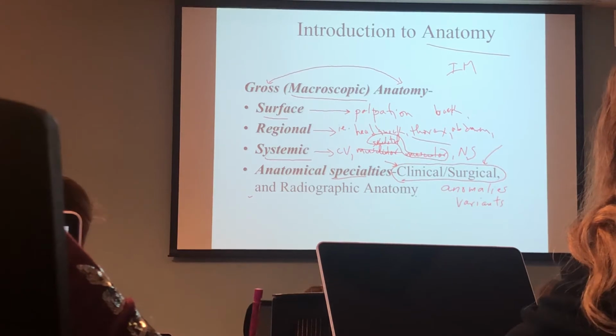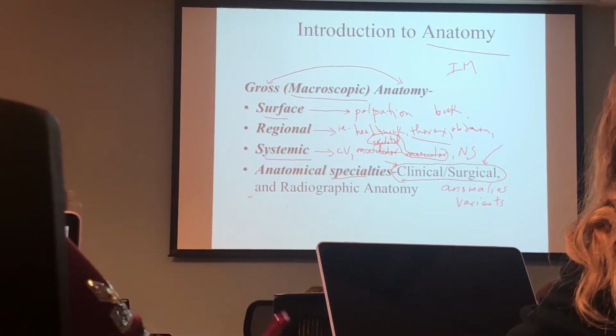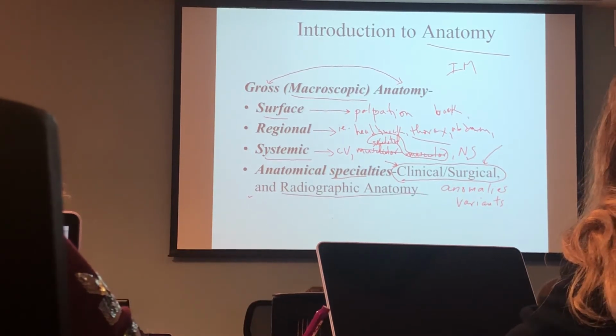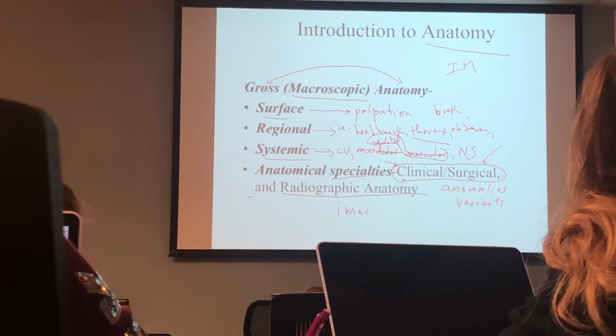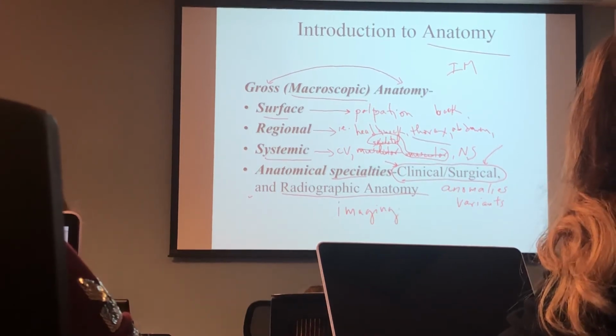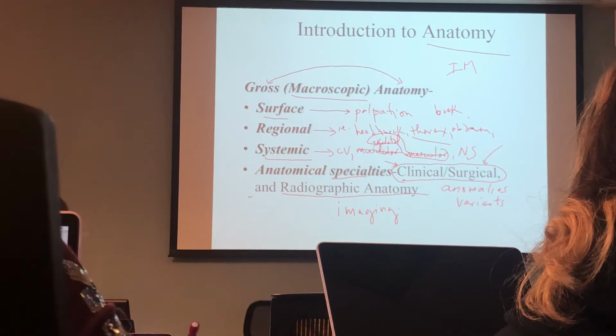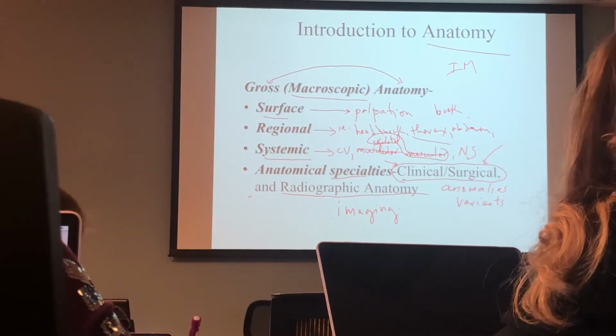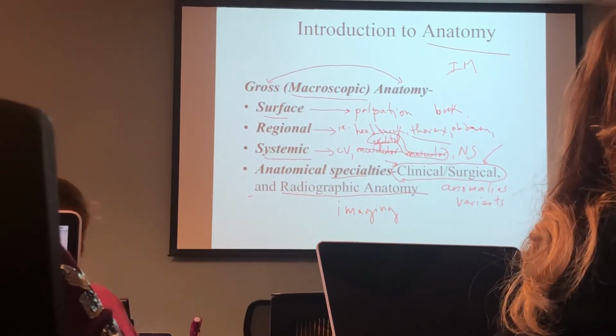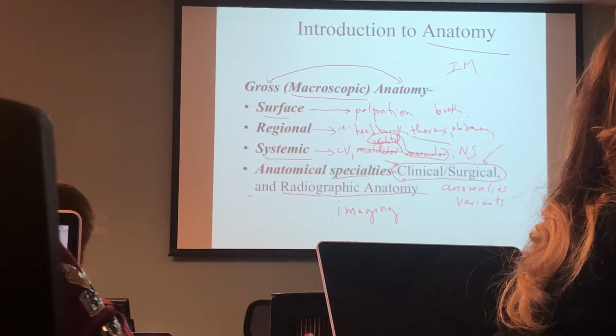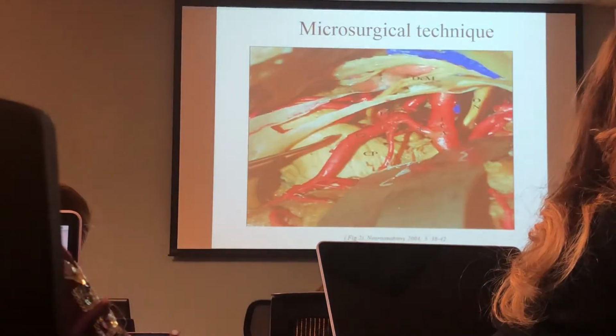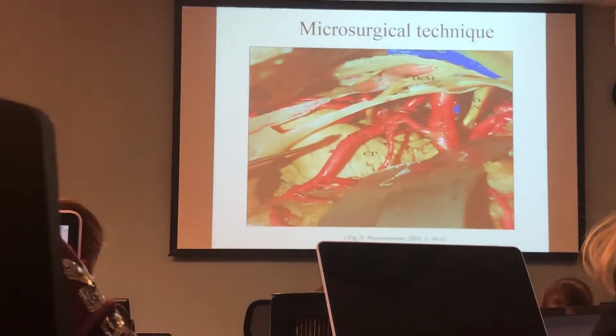So you have this, and then you also have radiographic anatomy. This is about what? It's about imaging. It's about capturing the anatomy through imaging, through different types of instruments. All right, so you have this breakdown of what is anatomy, guys, and then you have what's called microsurgical technique.